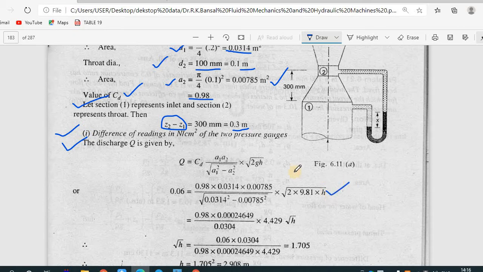We need to calculate this value H. Okay, so we have got all the other parameters except h. So we'll put the value of Q, 0.06. Okay, CD is 0.98, A1 is 0.0314. We have got the A2 value as 0.0785 divided by under root of 0.0314 square minus 0.00785 square into under root of 2 into 9.81 into h. Okay, this h value we have to find out.